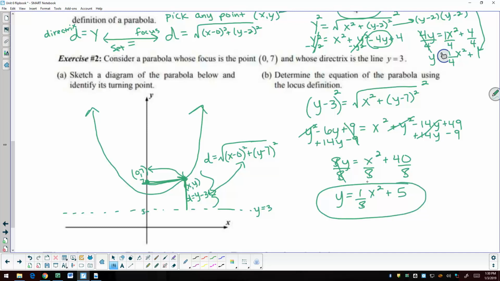And again, you should graph that on your calculator to check that it is something like this and that it looks like it's the same distance from 0, 7 and the line y equals 3. And that is it for lesson 11 and unit 6 in general.